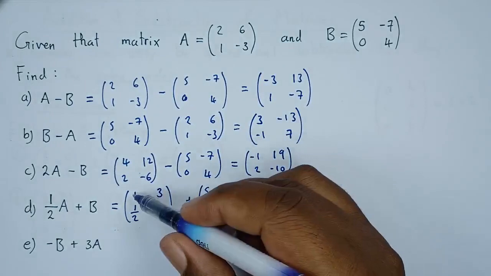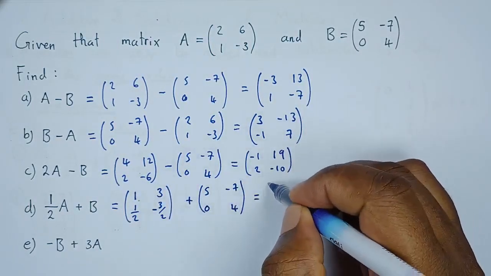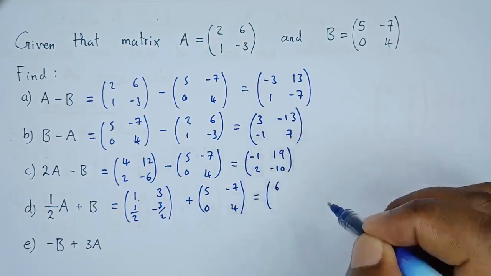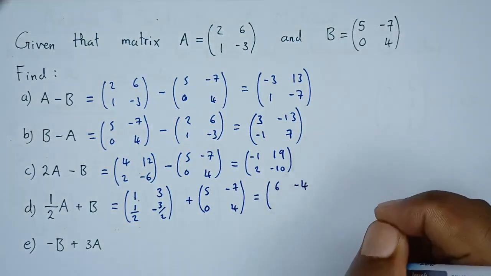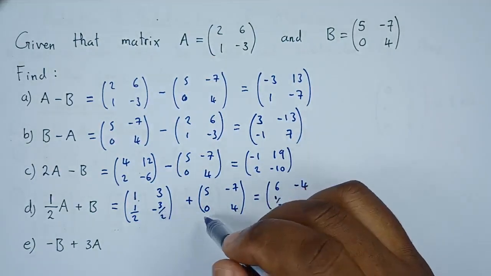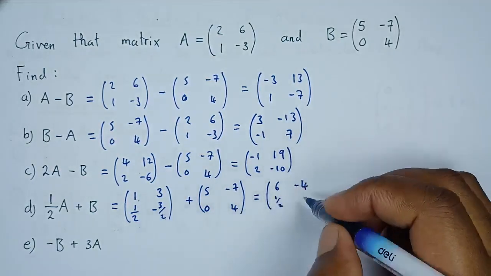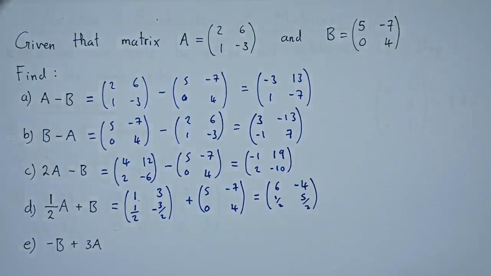What do we get? So 1 plus 5, we get a 6, negative 7 plus 3, we get a minus 4. Half plus 0, we get a half, and negative 1.5 plus 4, we get 5 over 2, or 2.5.